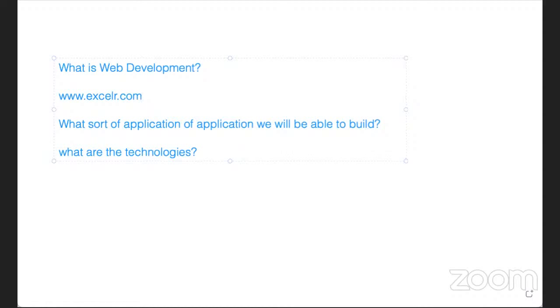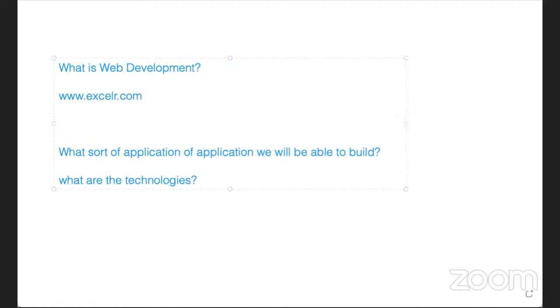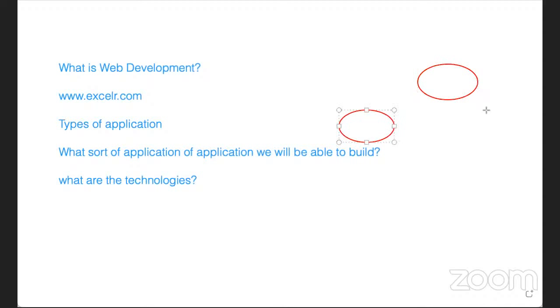Now, how are we going to build applications? What is the initial step that everyone should learn? That is where web pages come into the picture. And guys, listen carefully here, we should also understand the types of web applications that we will be able to build. If you ask me, there are two types of applications that we can build. One is the static application, another one is the dynamic application.